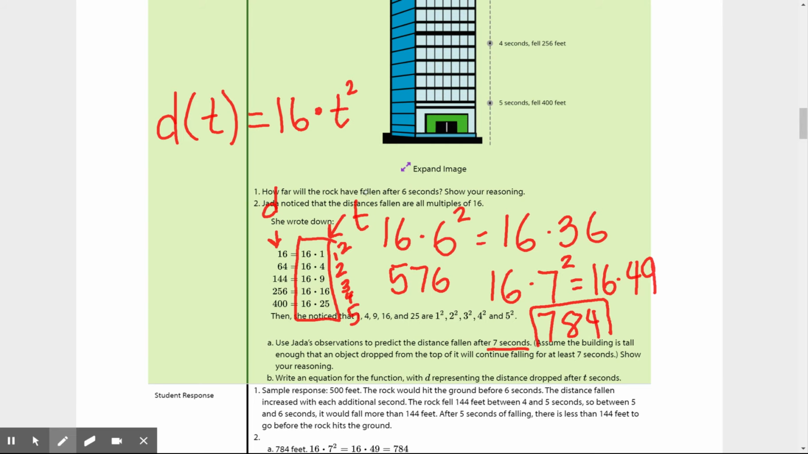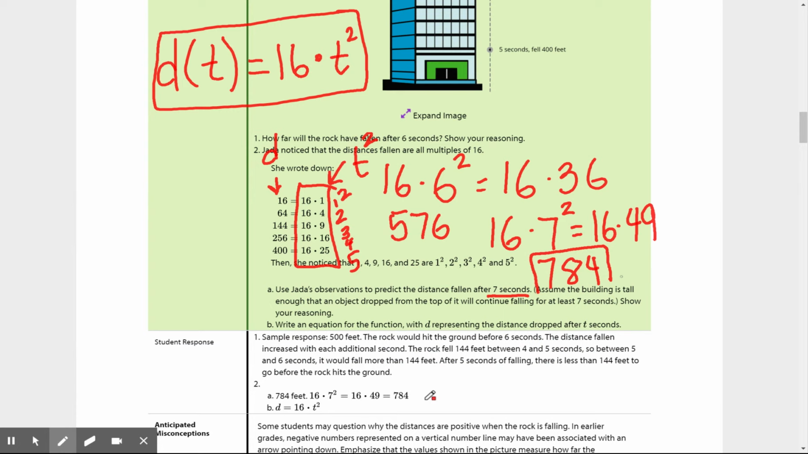So this, I should actually say that column represents t squared because it's 1 squared, 2 squared, 3 squared, 4 squared, 5 squared. And that is where I'm coming up with this. So let's see if I'm correct. Well, there you go. D equals 16 times t squared. Hopefully you were able to see that.